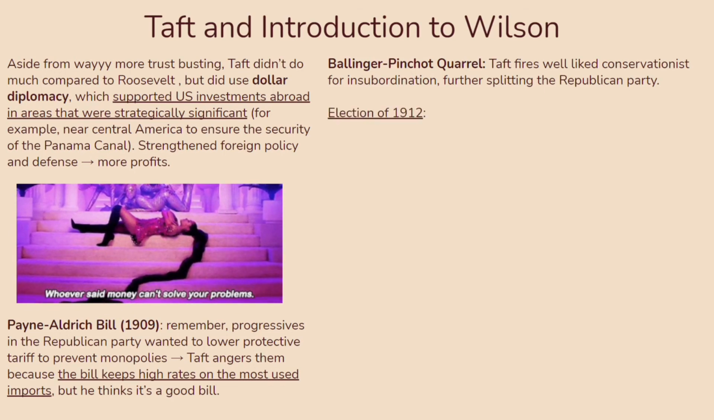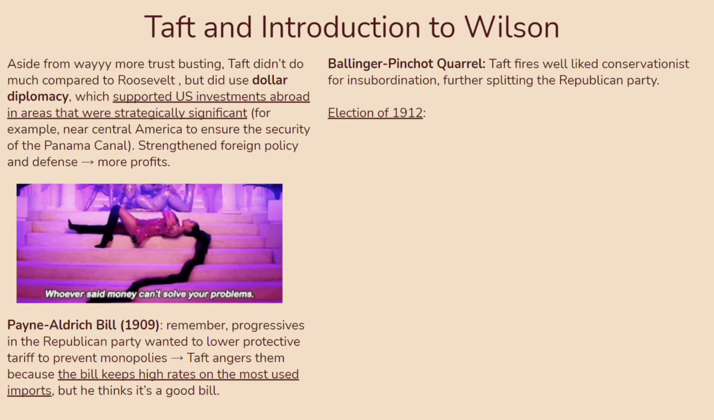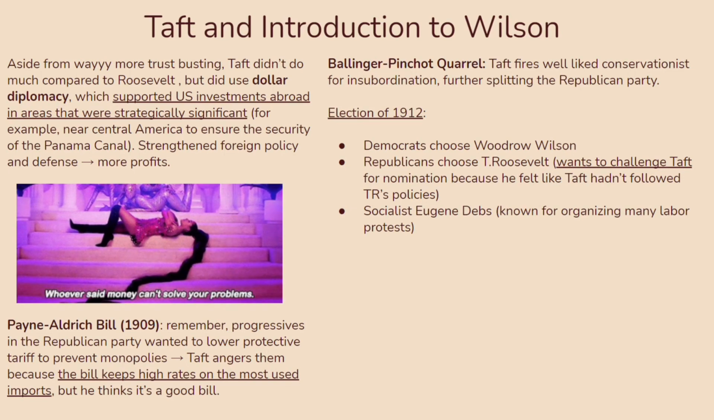And all of this leads us to the election of 1912. I think this is one of the more important elections in general throughout APUSH, so this is definitely one you should know about. In regards to the candidates, the Democrats choose Woodrow Wilson, Republicans choose Roosevelt again, and he actually wants to challenge Taft for the nomination because he felt like Taft hadn't really followed his policies, that he had expected that Taft would be an extension of Roosevelt, but in reality, it wasn't really what he wanted. So Roosevelt decides to sort of challenge him again. And then there's the socialist Eugene Debs, who was known for organizing many labor protests.